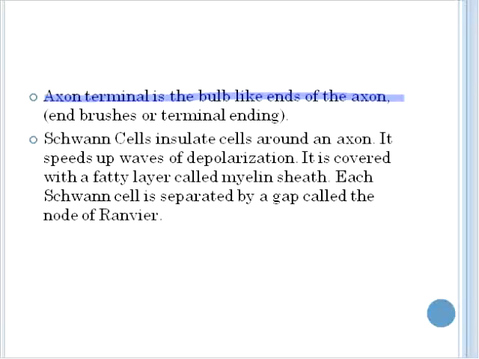And wrapping around the axon are supplementary cells, support cells, called Schwann cells. What the Schwann cells do is they insulate cells around an axon. By insulating, it actually speeds up the waves of depolarization. It covers the axon with a fatty layer which we know as a myelin sheath. And each of the Schwann cells is separated by a gap which is termed the node of Ranvier.